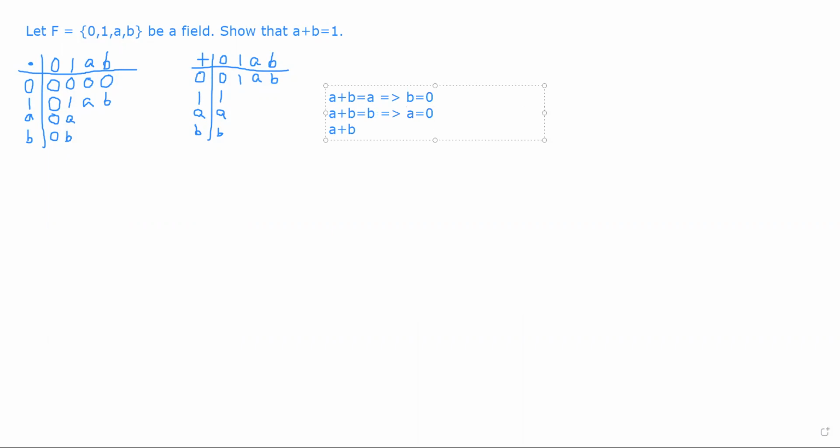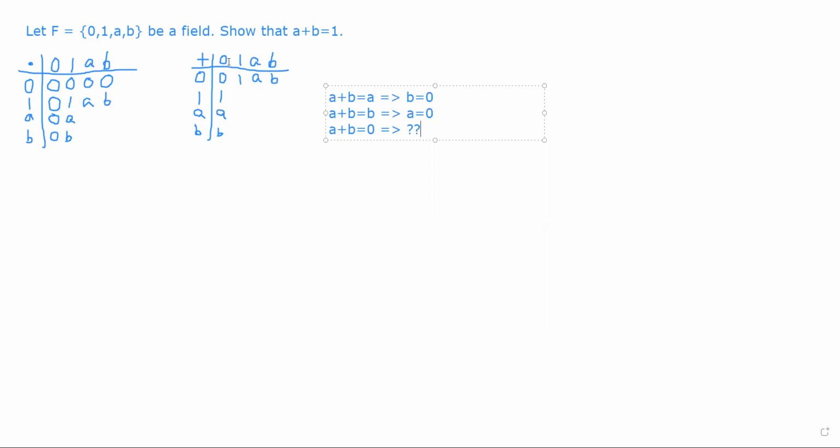However, you get A plus B equals 0, but you don't even know what 0 is. So how do we know that A plus B equals 1? We're going to have to fill in both the multiplication and addition tables.